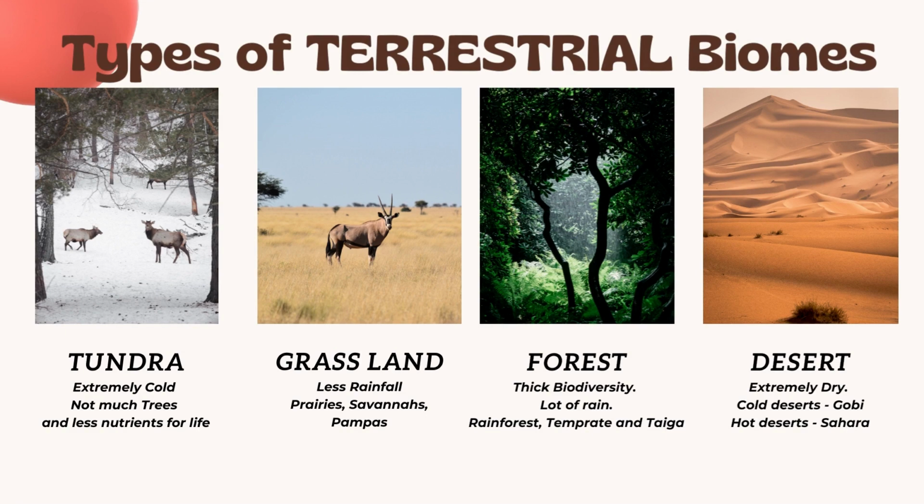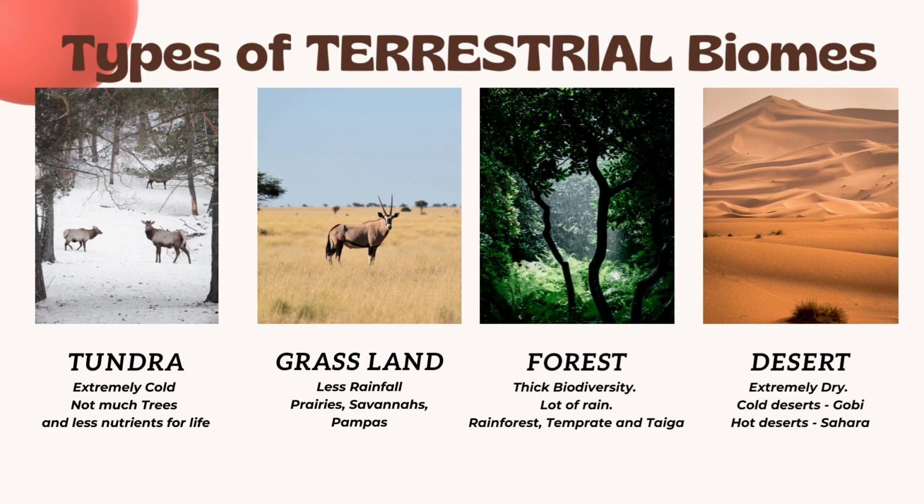Grasslands get very little rainfall and have tall and short grasses with few trees. I love the Lion King movie, and the savanna we see in that movie is a grassland biome. Forest biomes get huge rainfall and are full of trees, and lots of animals live here. Amazon is an example of a forest biome.